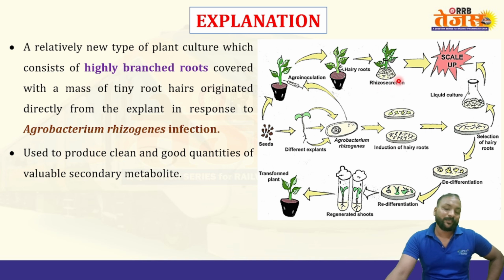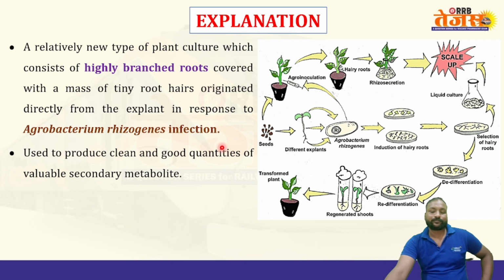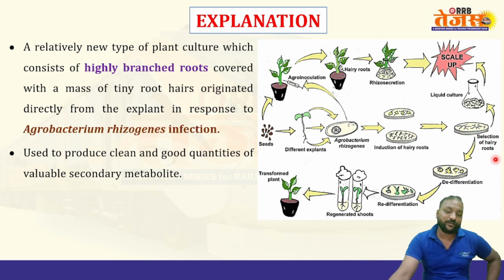So again we need to scale up this particular hairy root developed from the leaf part, or directly from the seeds by taking a different explant. Also we can directly induce this Agrobacterium rhizogenes, so induction of hairy roots, then selection of hairy roots. So this is how the entire process is done. Okay. So from this selection of hairy roots, then cell differentiation, redifferentiation is done, shoots are regenerated, so that the transformed plant is achieved.